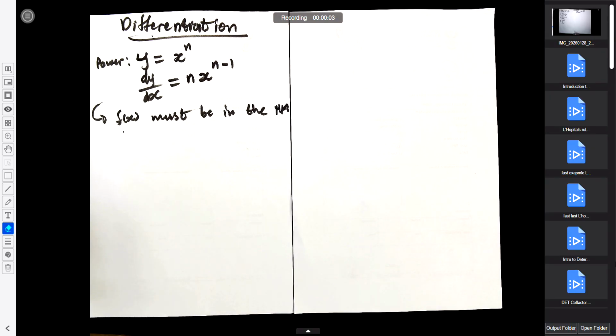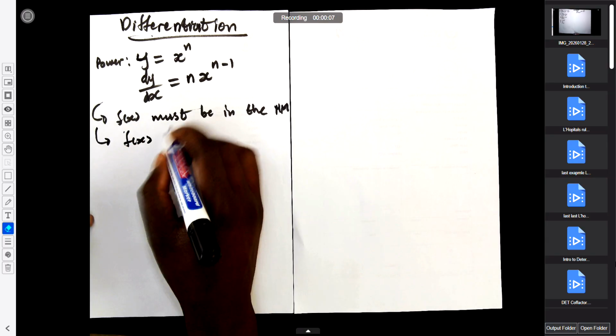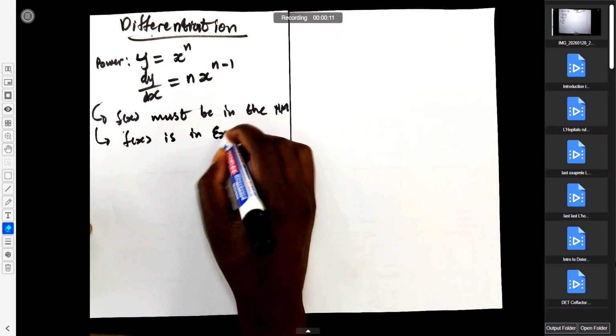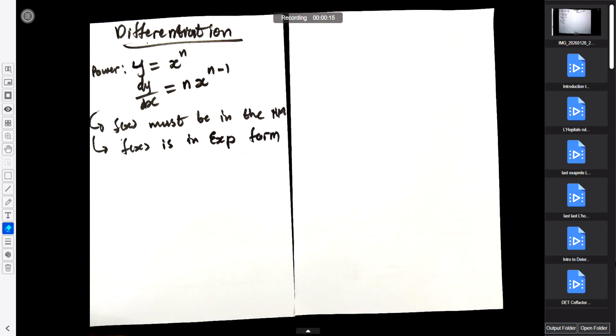And that is the very important thing. And then number two, we must make sure that f of x is in exponential form, or exp form. Those are the basic things we need to know.